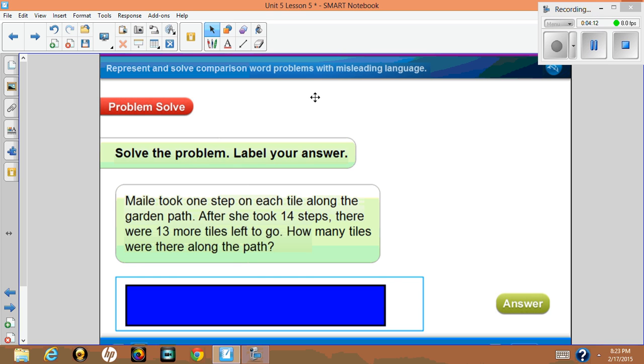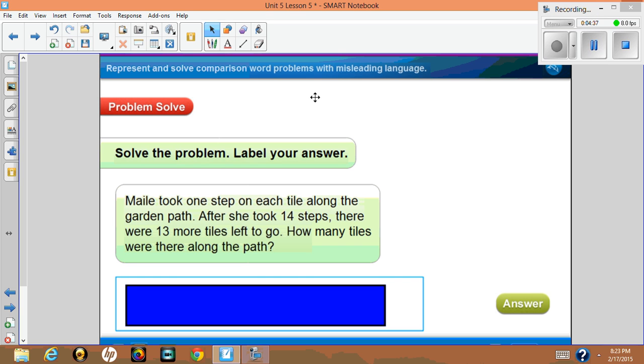Now let's look at another one. It says solve the problem, label the answer. I'm always really careful to read the instructions so that I can do it correctly. Okay, Maylee took 1 step on each tile along the garden path. After she took 14 steps, there were 13 more tiles left to go. How many tiles were there along the path?